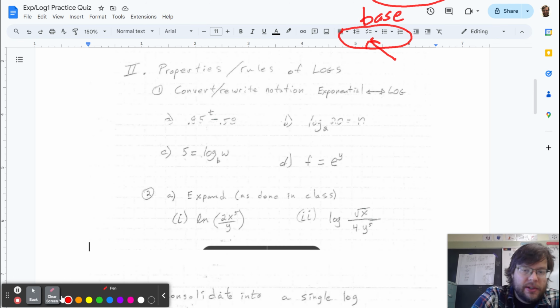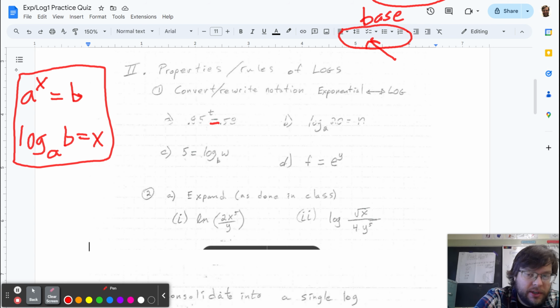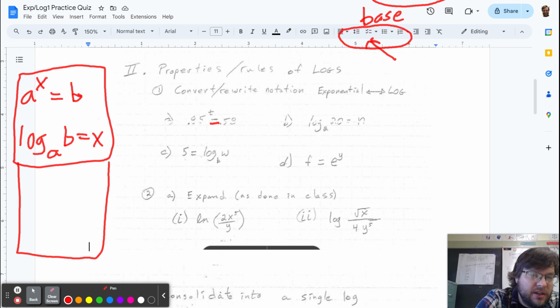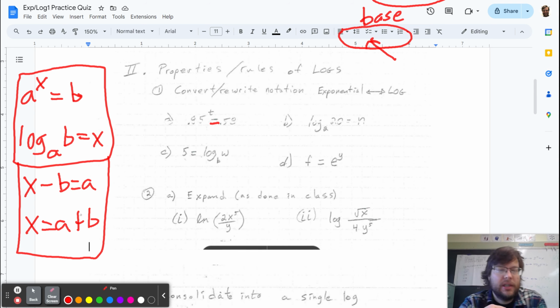What we're doing here is just converting, rewriting it in different forms. The thing to keep in mind is that if you have an exponential equation, then you also always have an equivalent log equation. These two here are the same equation. They aren't really different equations. They are the same equation, just like these are the same equations. Like x minus, let's say, b equals a is the same equation as saying x equals a plus b. Those are exactly the same equation, just like the exponent and the logarithm one are the same.